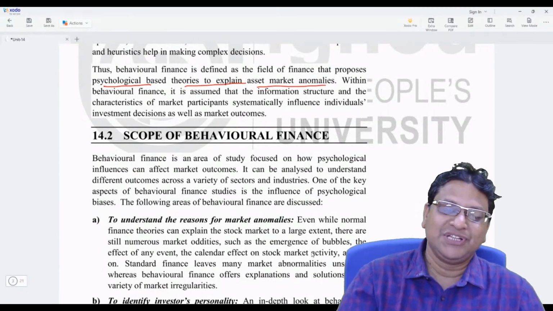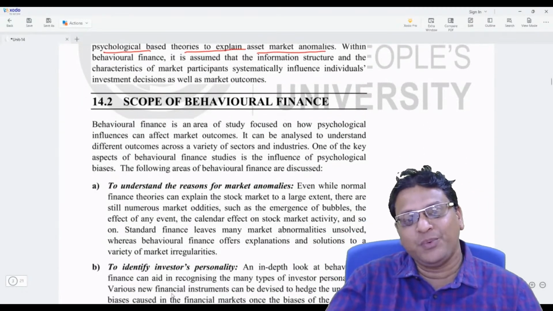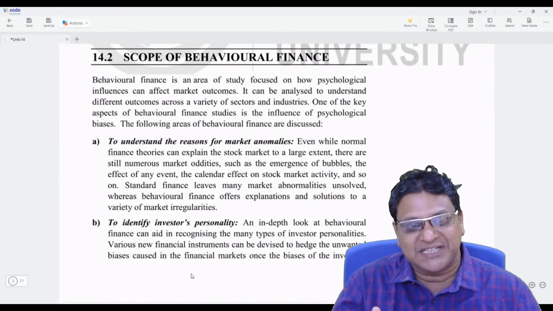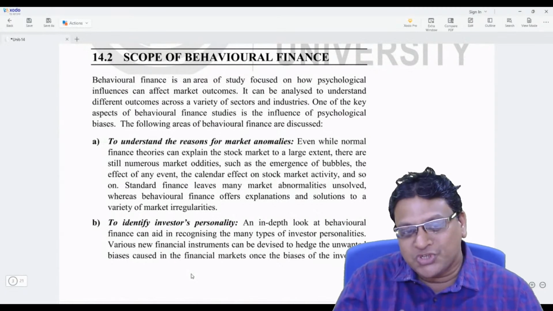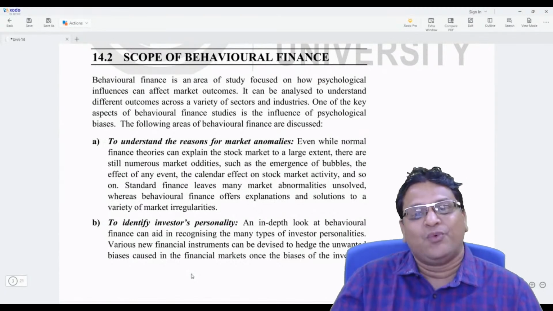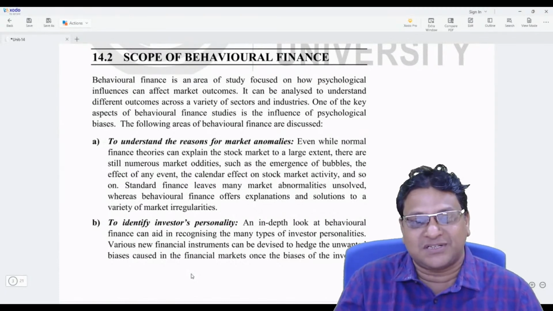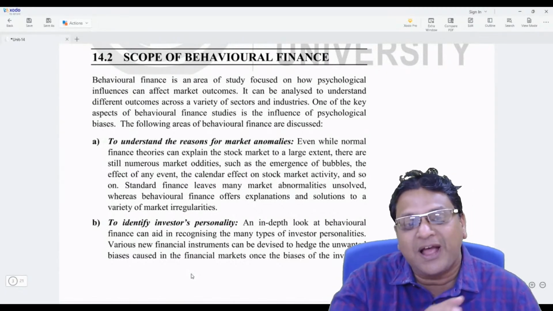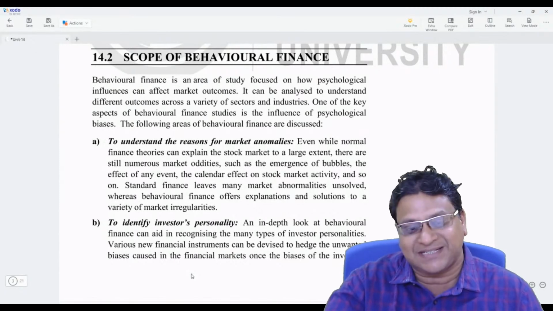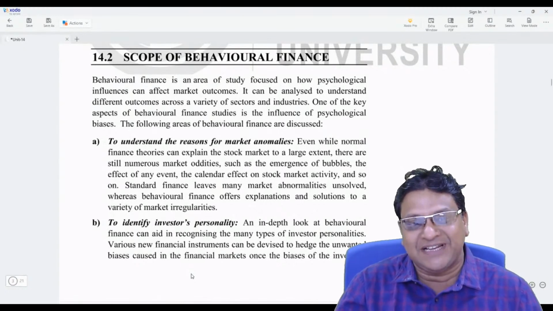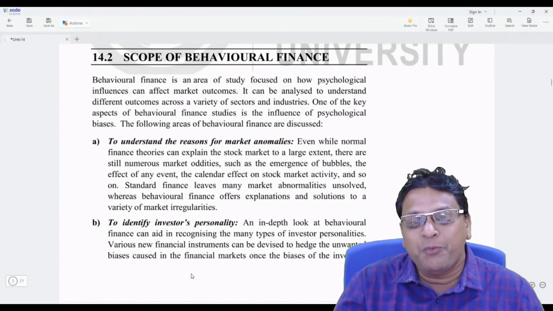Next, we will discuss the scope of behavioral finance. What we are going to discuss in behavioral finance. I have already told that behavioral finance hovers around one most important thing, that is to understand market anomalies. Why do market anomalies occur? Why is there a bubble in the market? Why is there an effect of an event in the market? Let's take an example. Corona happens. How does the stock market react? Then what is the calendar effect? What is stock market activity? These are all the scope of behavioral finance.